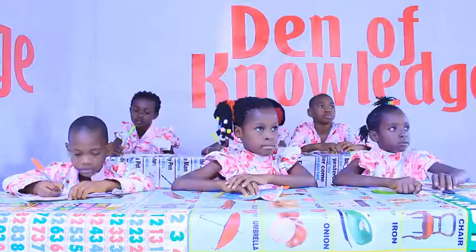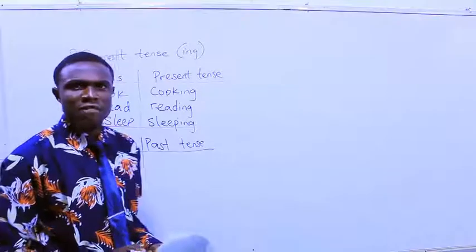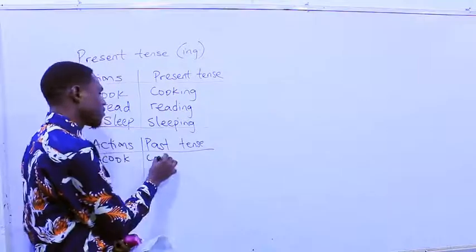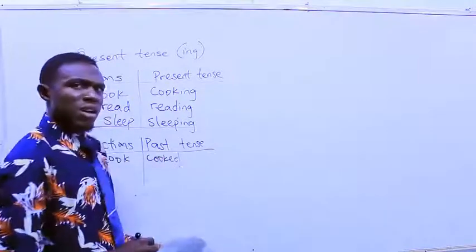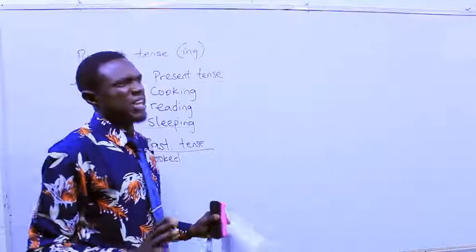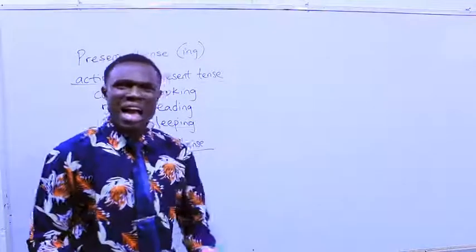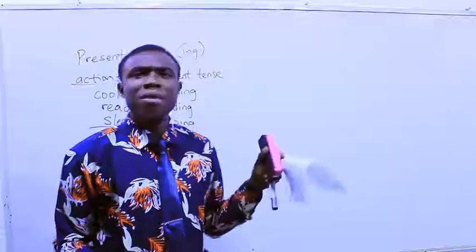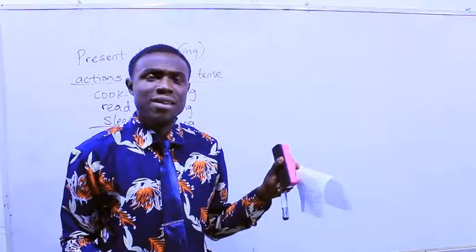Remember, I told you that cook is a regular verb. Regular verb, you just add -ed. It becomes what? Cooked. Like I cooked yesterday. I cooked two days ago. I cooked last month. Alright?